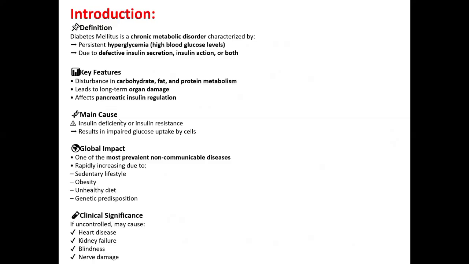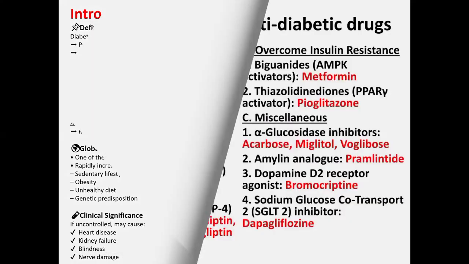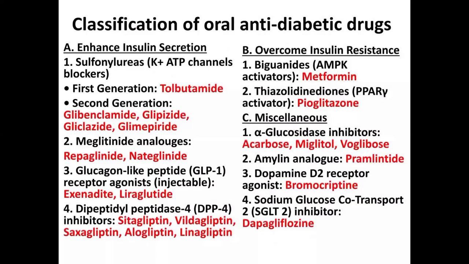Now moving on to the classification of oral antidiabetic drugs. Antidiabetic drugs are classified under two classes. First, the drugs which enhance the insulin secretion, and second, the drugs which overcome insulin resistance. The drugs which enhance the insulin secretion are sulfonylureas, meglitinide analogs, glucagon-like peptide receptor agonists, and fourth is dipeptidyl peptidase 4 inhibitors.